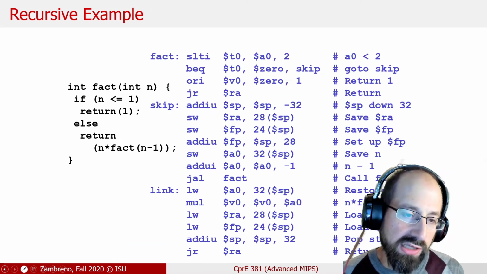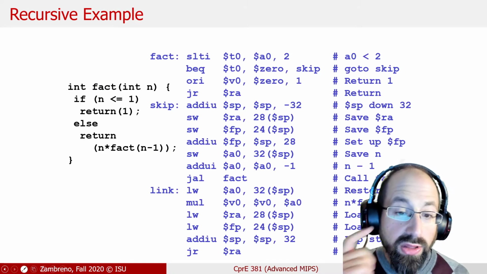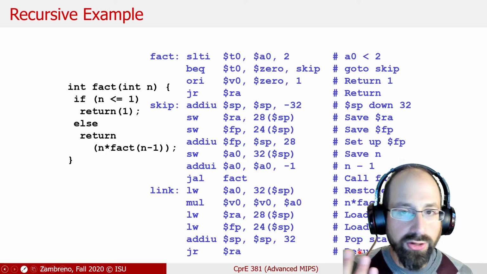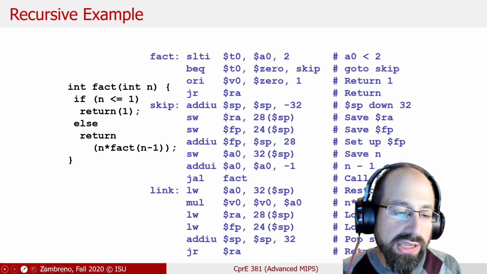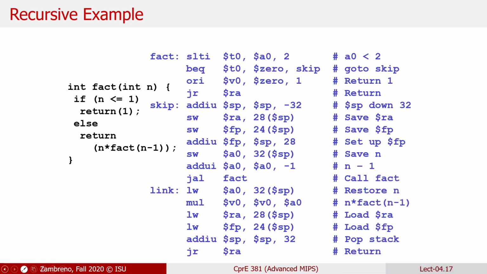The textbook also talks about recursive examples. The only reason I bring it up here is, well, recursion is a thing, right? And we have to be able to support it in our procedure call interfaces. I would argue that when you're dealing with recursion, you can't cheat the stack anymore, right? You have to be a lot more careful with how you're doing your stack management.